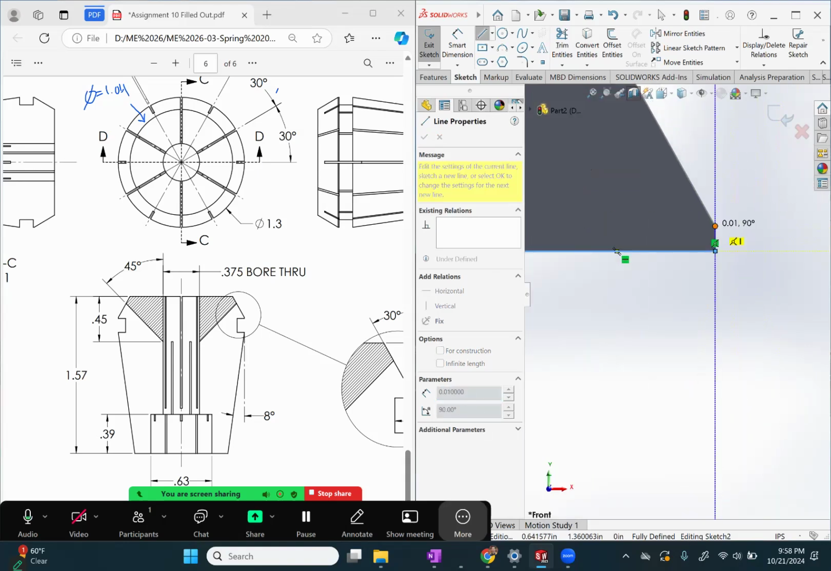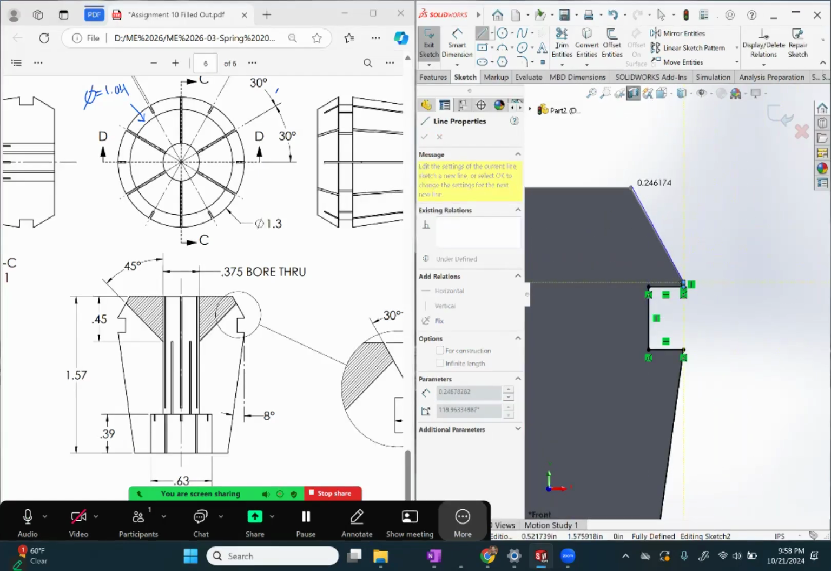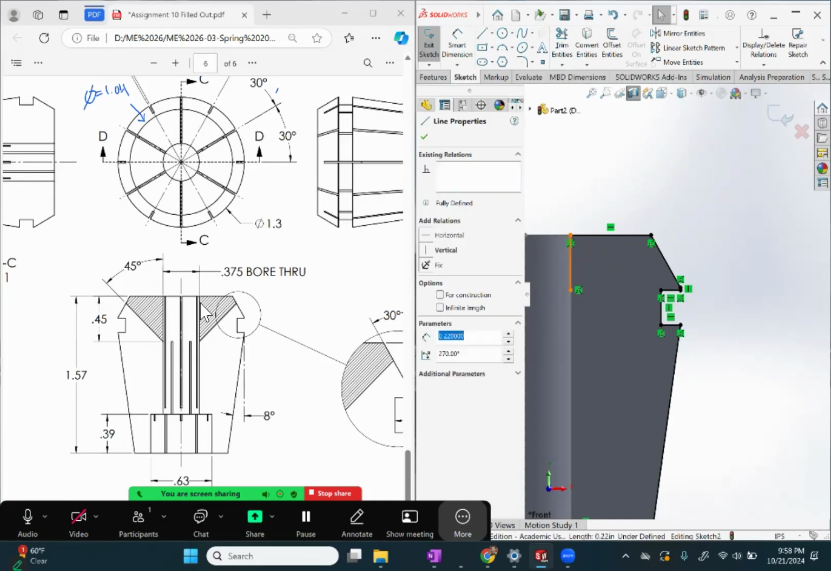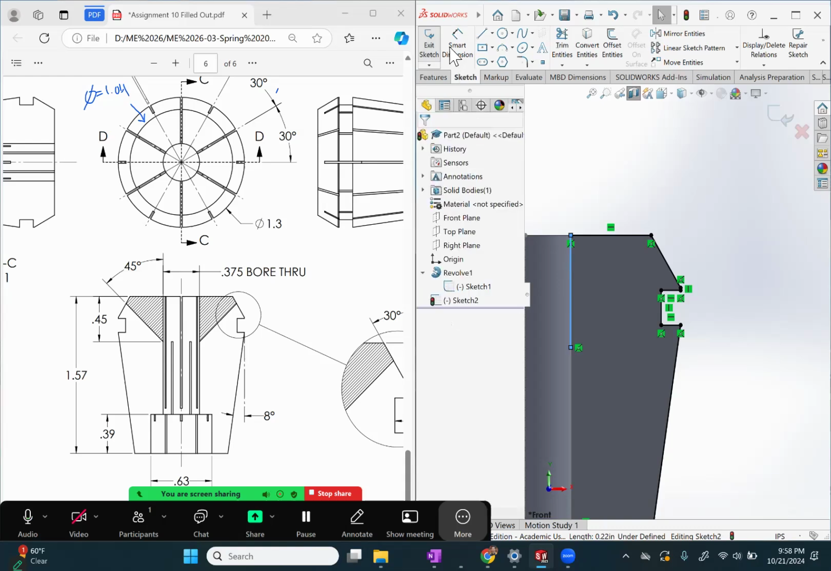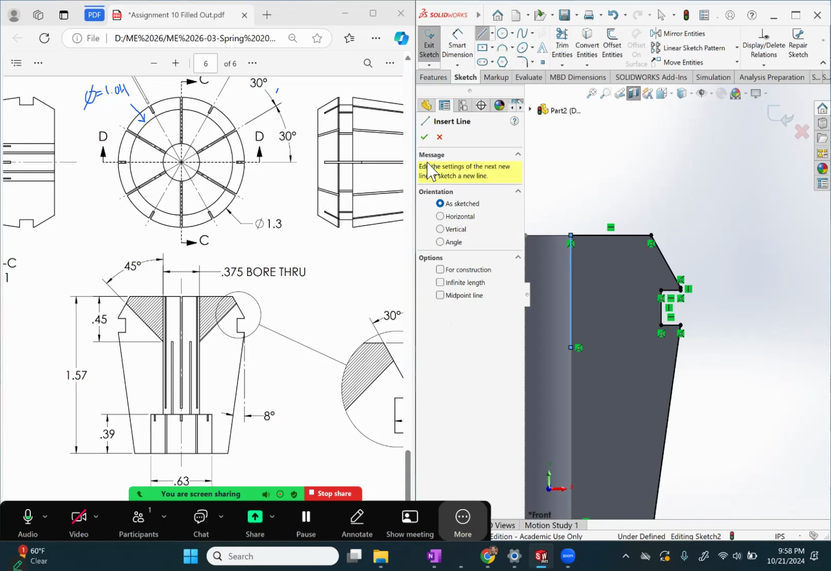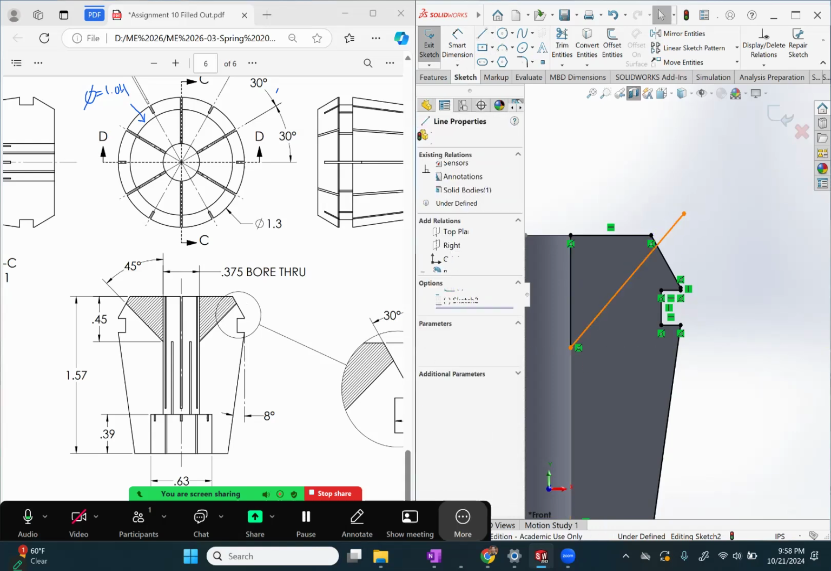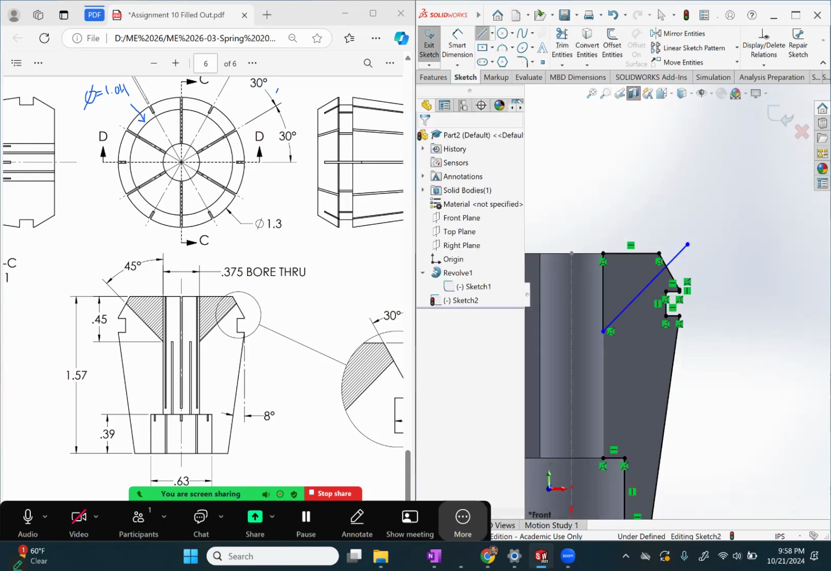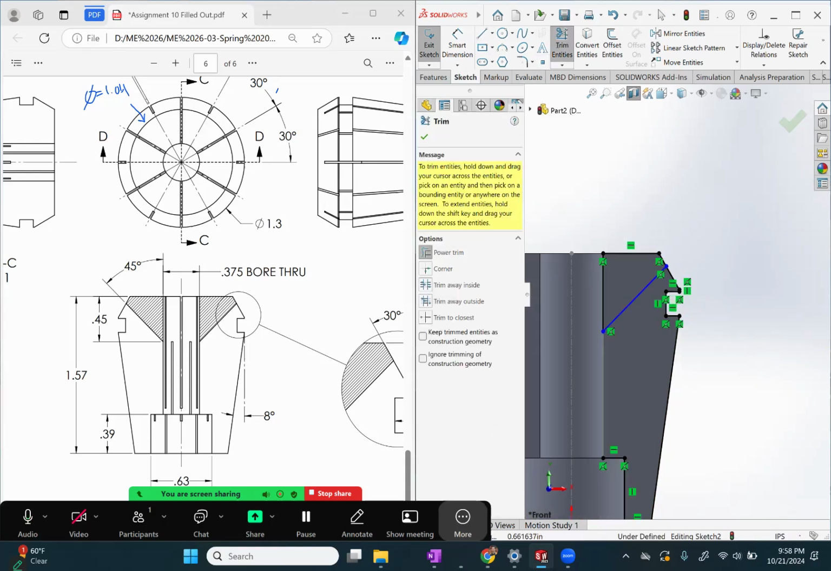Let me zoom in a little bit here. And this line will be 0.45, 0.45, because I want to create this angled line. So now I can make this line, which I know is at a 45-degree angle. And that would allow me to trim this piece.